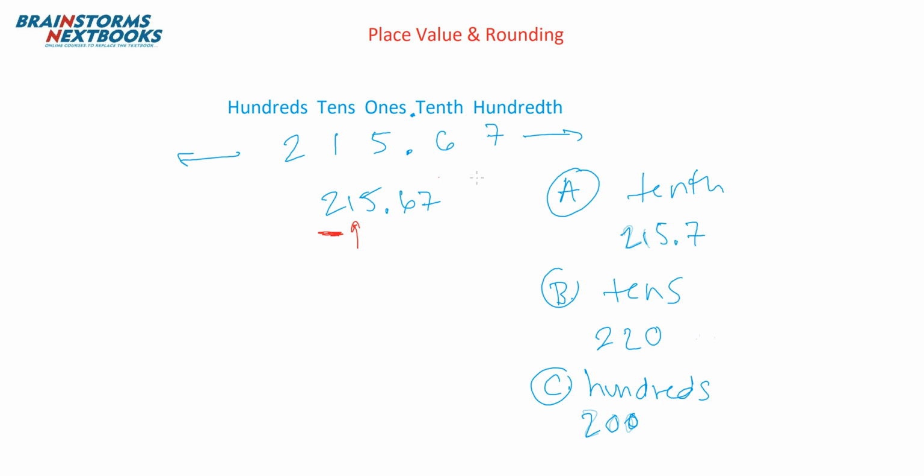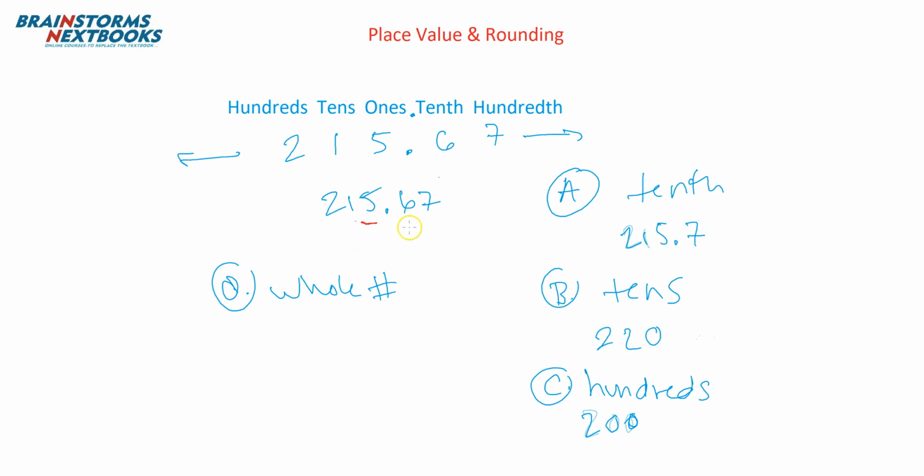What if they ask you the following question, and we'll call it D over here. They said round 215.67 to the nearest whole number. That's weird because they didn't say a specific place: hundreds, tens, ones, tenth, hundredth. What does whole number mean? That implies ones. So whenever they say round to the nearest whole number, they're talking about rounding the ones place. Is that weird? So look out for that. If they say whole number, you know to round to the nearest 1.